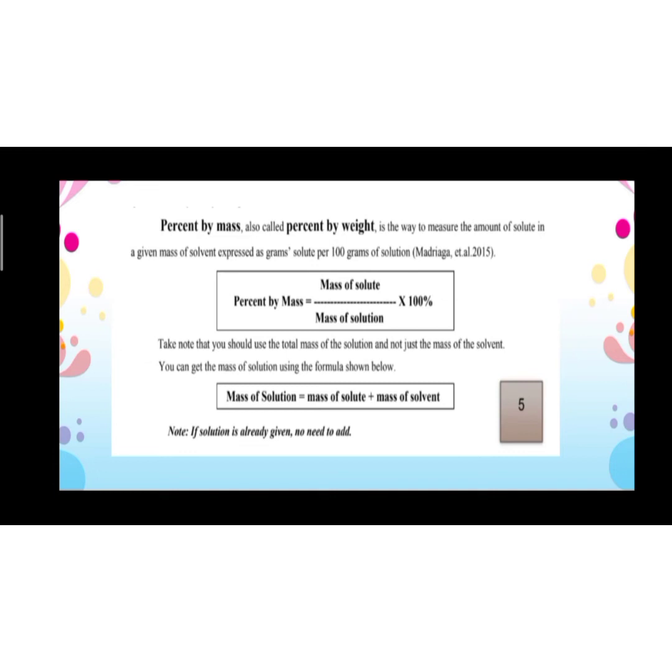Take note that you should use the total mass of the solution and not just the mass of the solvent. You can get the mass of solution using the formula shown below. Okay, pag sinabi natin mass of solution, pag inadd natin yung solute tsaka yung solvent, yung dami ng solute and solvent. Kapag given lang yung solute, tas given lang din yung solvent, ang gagawin natin, i-add muna natin yung solute and solvent bago natin i-divide doon para makuha natin yung percent ng solution. Pero kung nakasulat na dun sa problem is percent by solution, so diretso na natin siya i-divide. Mass of solution equals mass of solute plus mass of solvent. If solution is already given, we need to add na lang.